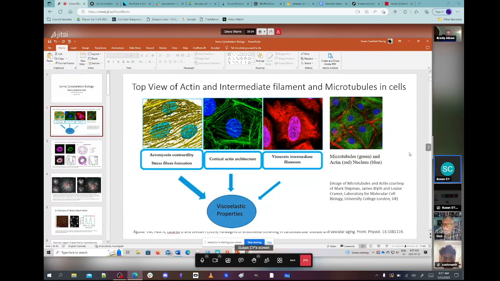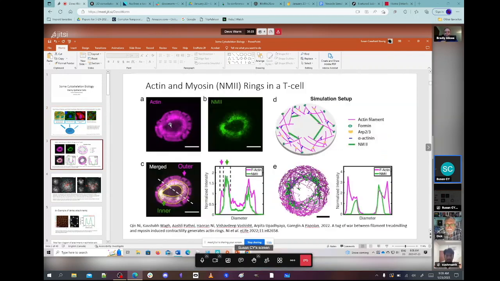Anyways, so here the actin is in red, and here it is in green. Different dyes. Okay. And then the next one is showing where the actin and the myosin are in a T cell. So they tend to form a ring around the outside surface. Is that an isolated cell, not an epithelium? It's a T cell, so it's a blood cell.